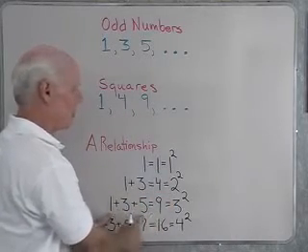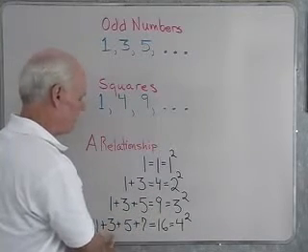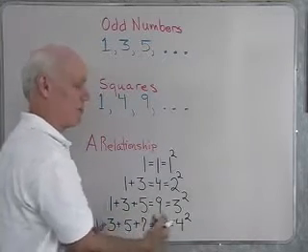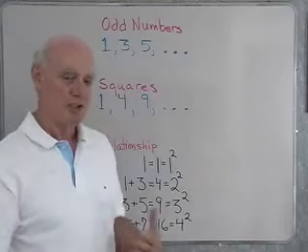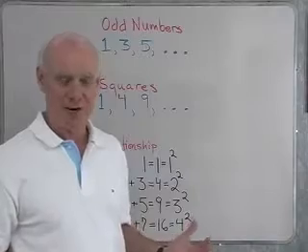If we add the first three odd numbers, we get the third square, which is 9. If we add the first 4 odd numbers, we get the fourth square, which is 16. So the sequence of squares and the sequence of odd numbers are related in a very nice way.